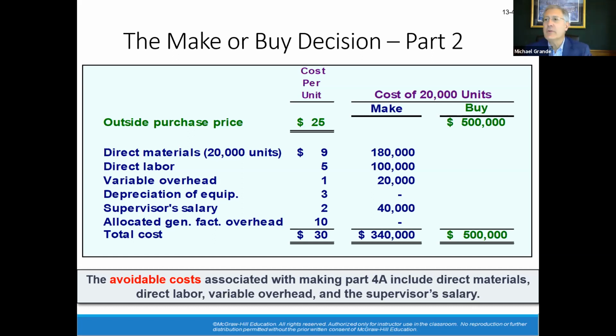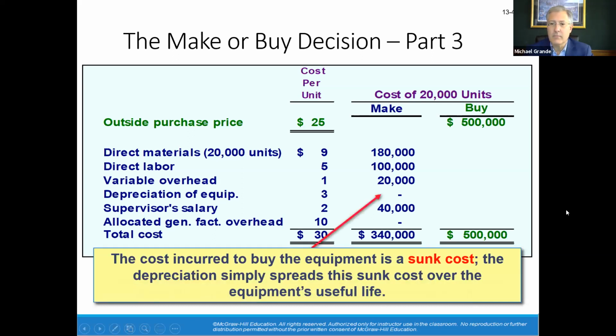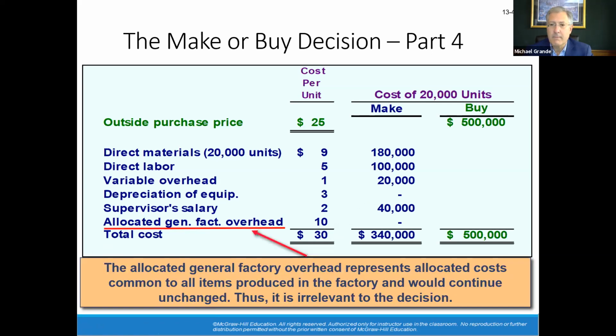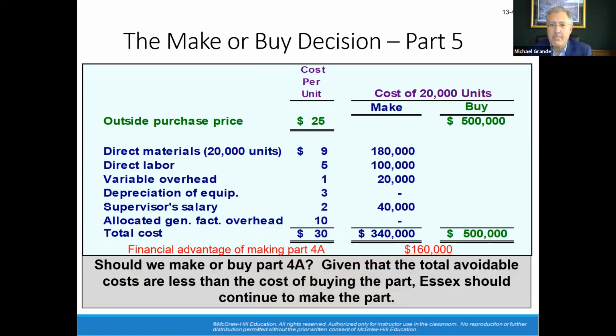So in this example, it would cost $500,000 to buy it, but they would only get rid of $340,000. So in this example, it is cheaper to make it than it is to buy it. So they're going to go ahead and continue to make it. There was a savings of $160,000 by making it.